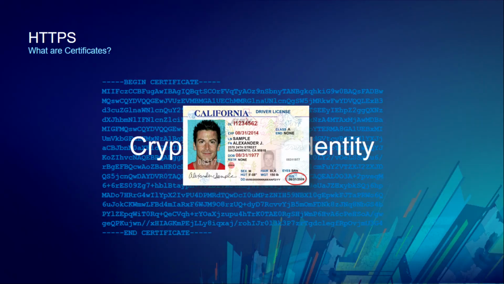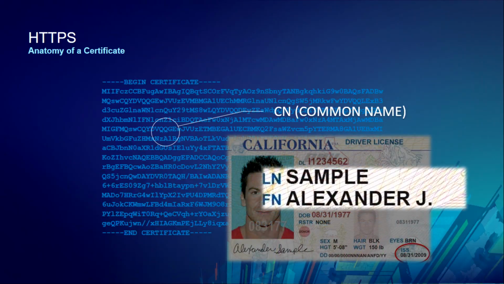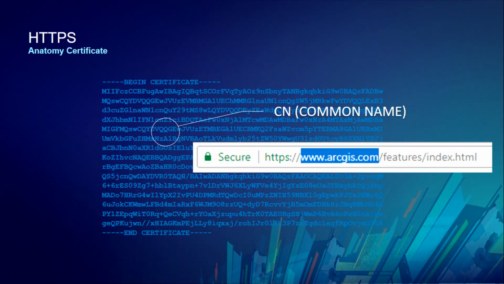It has some serial number. It's got specific information about when it expires and some information like that. So that's kind of, if you want to relate it to something real, what a certificate is about. In that certificate, it has what we call a common name, your CN. And that is like your first name and last name, for example, in your driver's license. But in the world of computers, it actually is the name of a server.